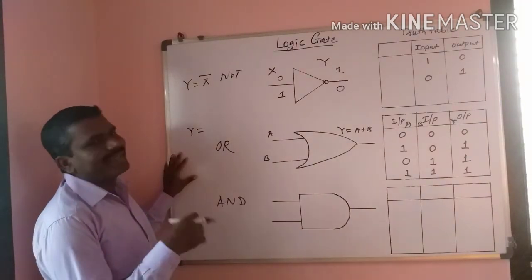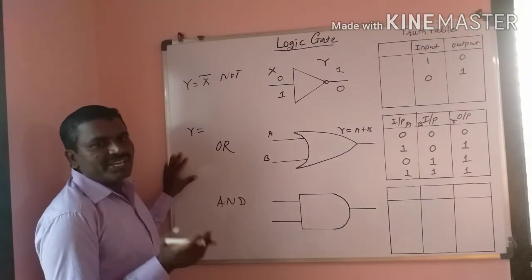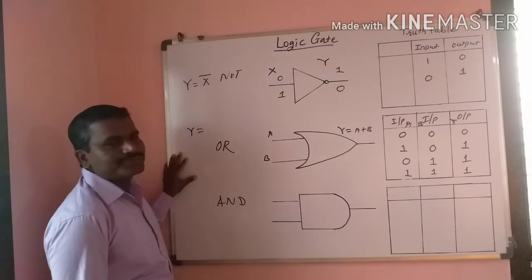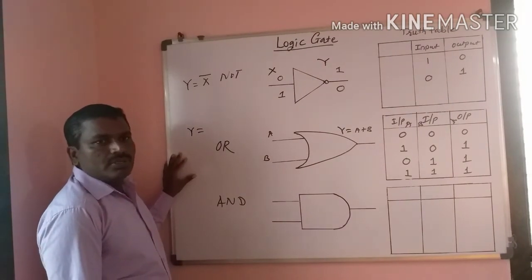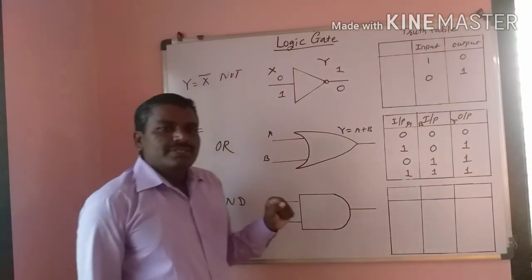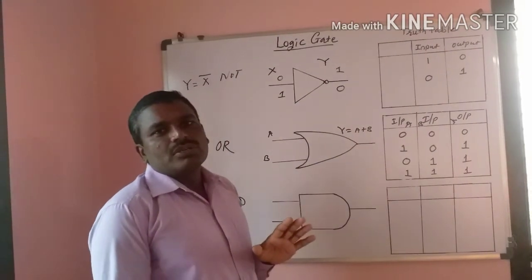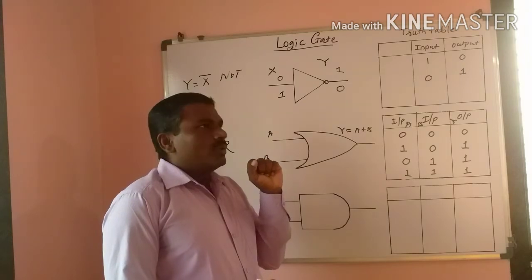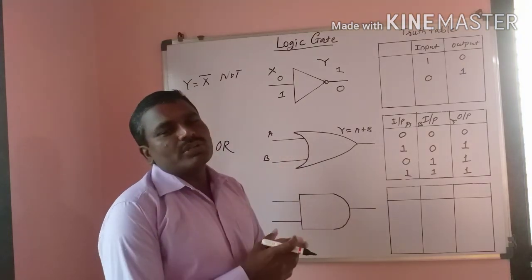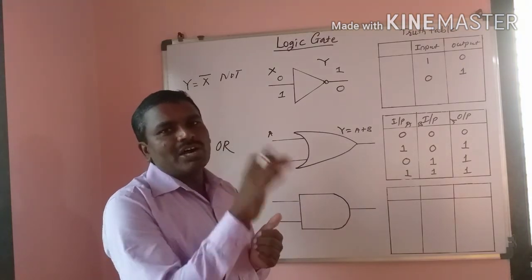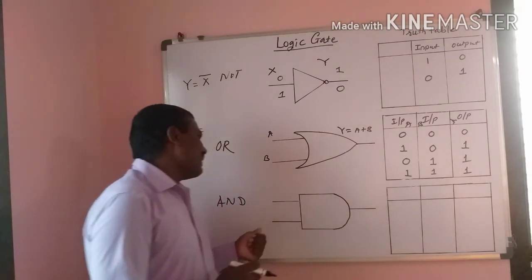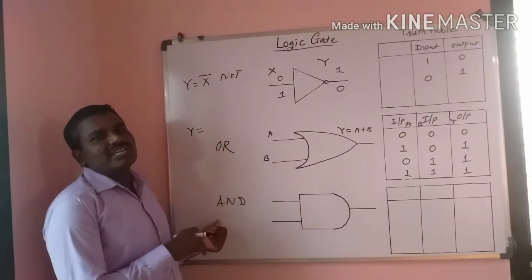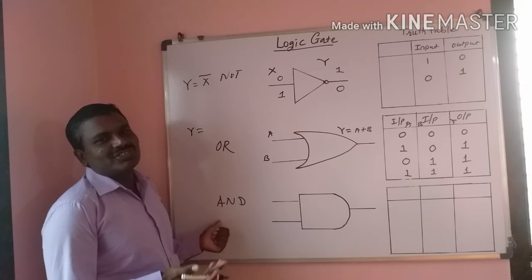Now we can see the last basic gate, that is the AND gate. The AND gate is defined as a gate with more than one input and only one output, and logically it is called a multiplication gate.